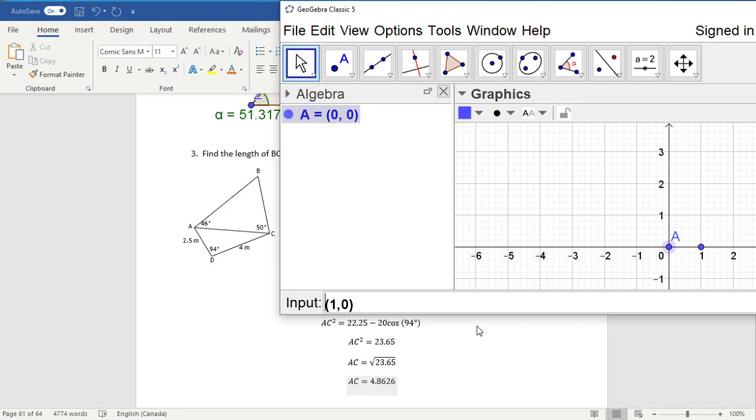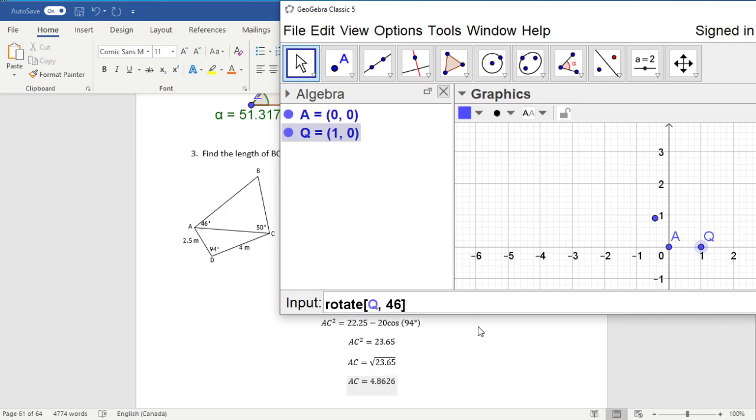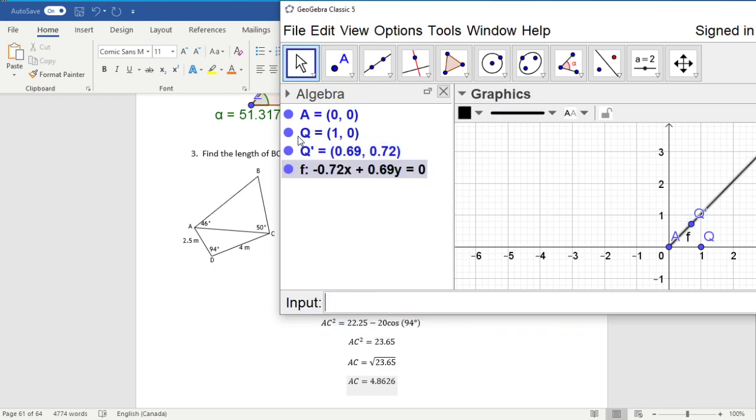Sorry, I shouldn't use B. I'll use Q, I guess. Okay, now we want to rotate Q 46 degrees, and we want to draw a segment, a ray, I guess. Okay, so we can hide Q prime. So we know that point B is somewhere up along this axis.